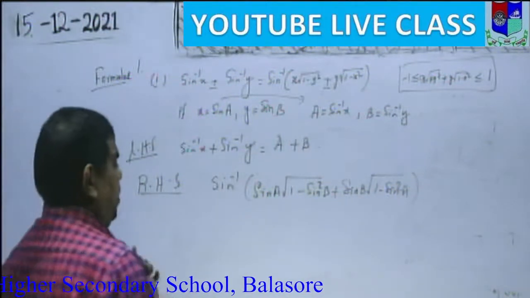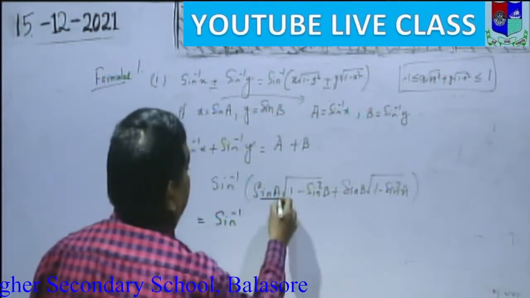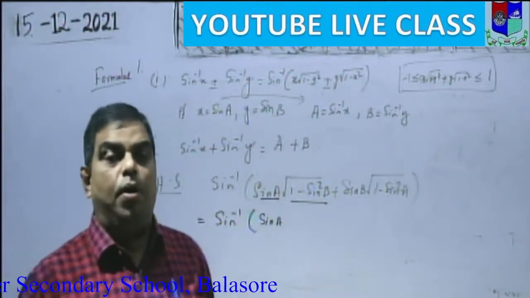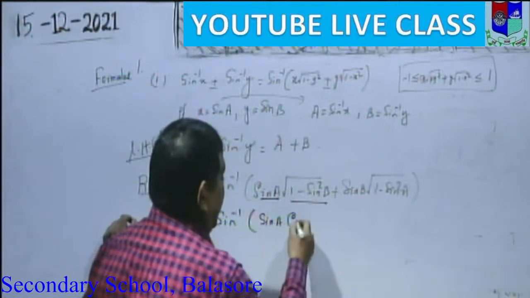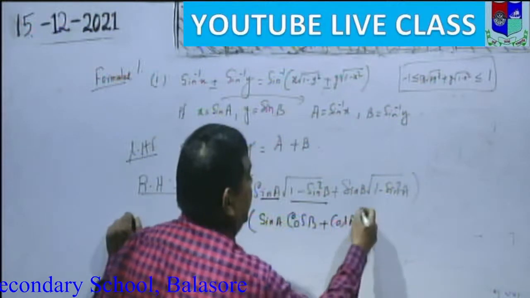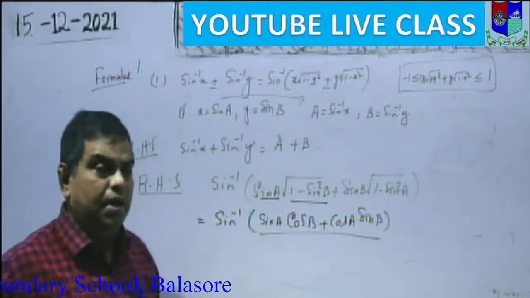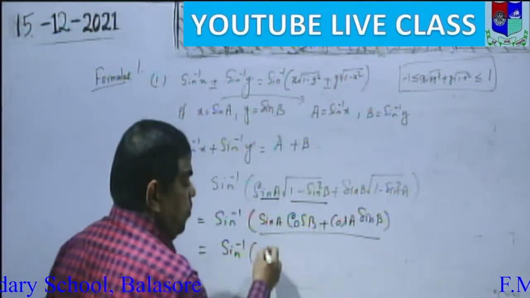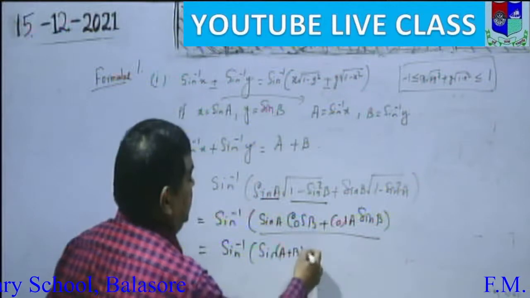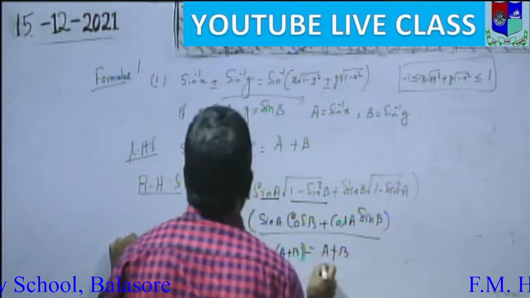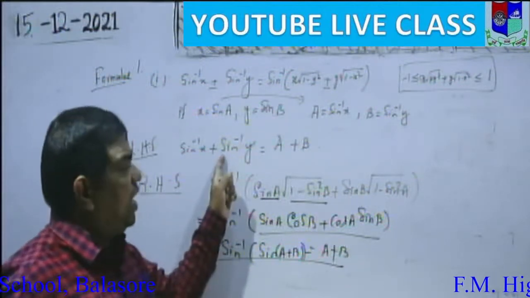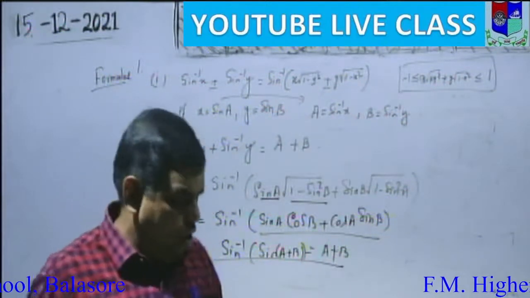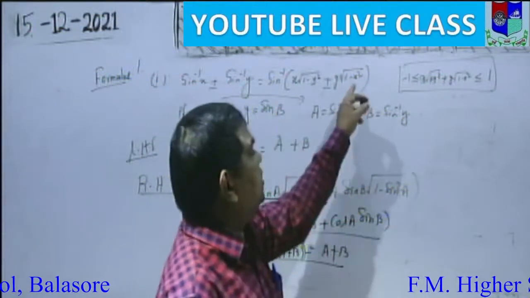From your trigonometry formula, 1 minus sin square B is cos square B, so root over of it is cos B. This is sin A cos B, and this is your cos A sin B. From the formula, sin A cos B plus cos A sin B is sin of A plus B. Sin inverse of sin of A plus B is equal to only A plus B. Therefore, sin inverse x plus sin inverse y is sin inverse of x root over of 1 minus y square plus y root over of 1 minus x square.